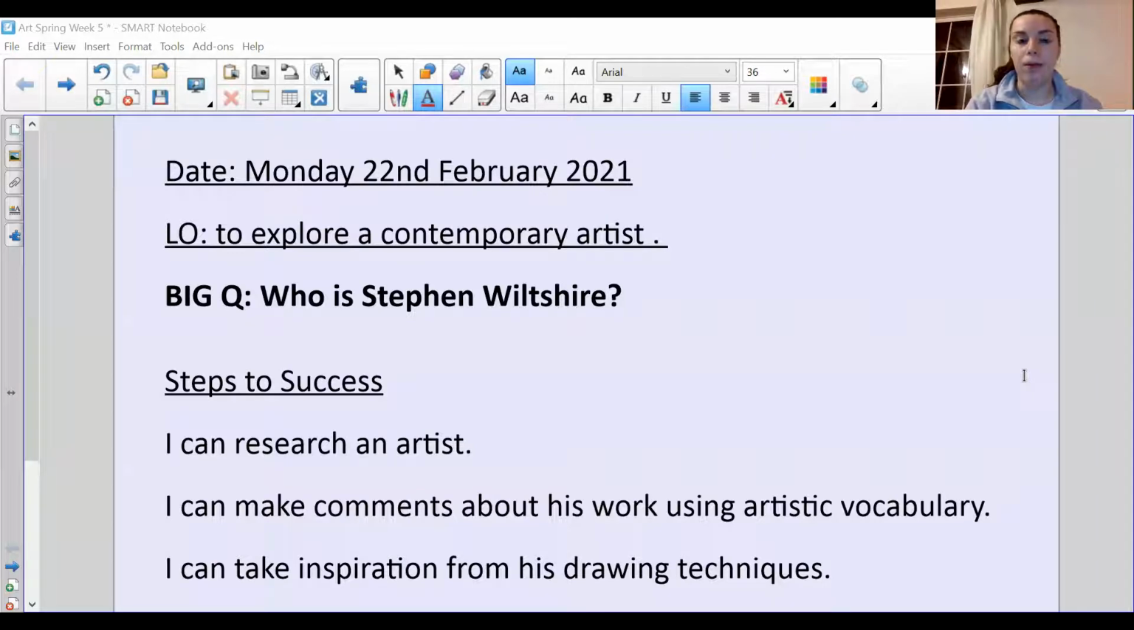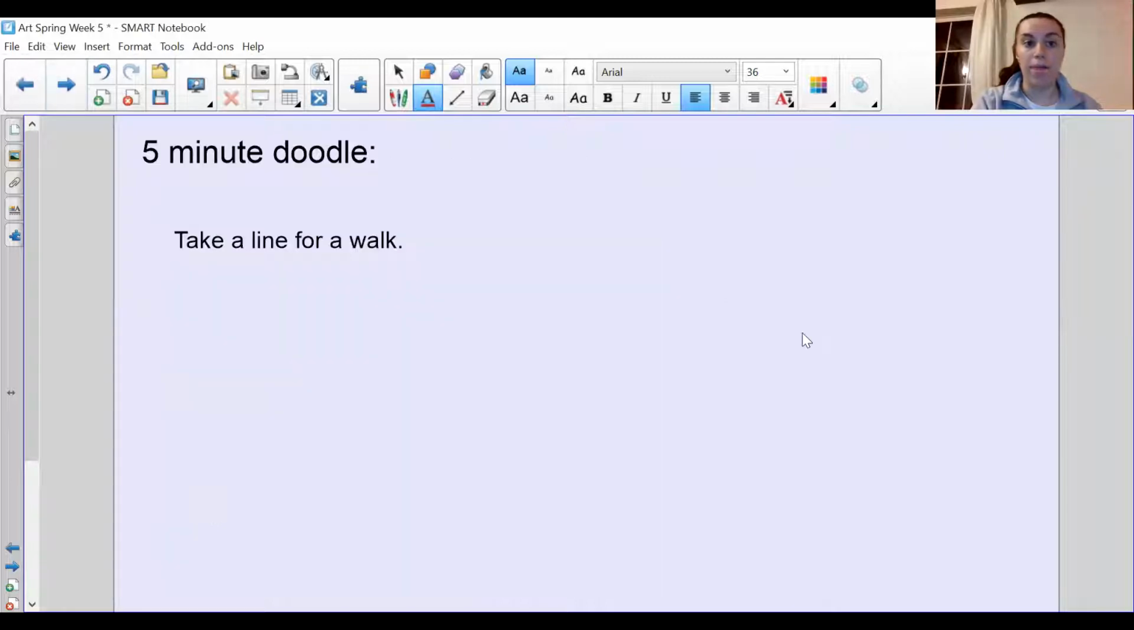I'm presuming lots of you will have guessed Stephen Wiltshire is our main artist for the term. And our steps to success are: I can research an artist, I can make comments about his work using artistic vocabulary, and I can take inspiration from his drawing techniques. Okay, let's have a look at our 5-minute doodle.